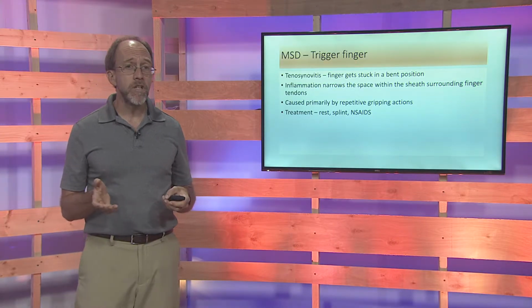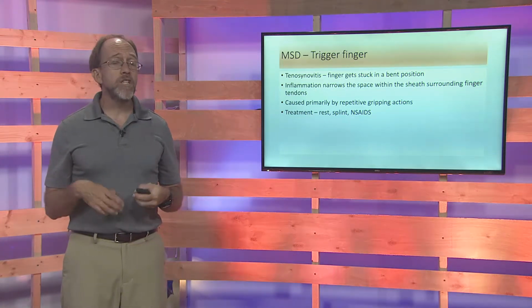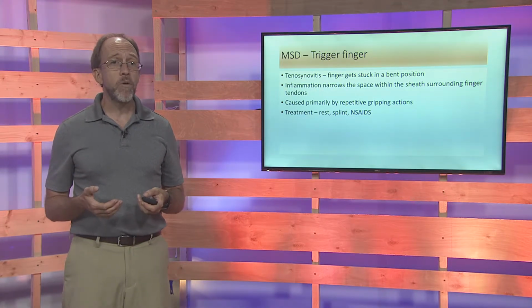It's inflammation. It's a standard inflammation type of thing. And again, the treatment for any type of inflammation is essentially the same. Rest, but in tendinosynovitis, you can go ahead and splint it, and you're going to be using some sort of anti-inflammatory, hopefully, to take care of the situation.